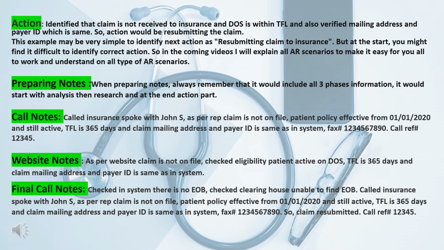Checked eligibility, patient active on DOS, TFL is 365 days and claim mailing address and payer ID are the same as in the system. Final call notes: Checked in system, there is no EOB. Checked clearinghouse, unable to find EOB. Called insurance, spoke with John S. As per rep, claim is not on file. Patient policy effective from January 1, 2020 and still active. TFL is 365 days and claim mailing address and payer ID are the same as in the system. Fax number 12345678890. So, claim resubmitted. Call ref number 12345.